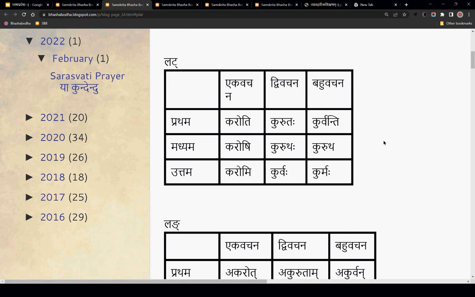So if we want to say we are doing the work, what is the form? What is the sentence? We are doing the work.